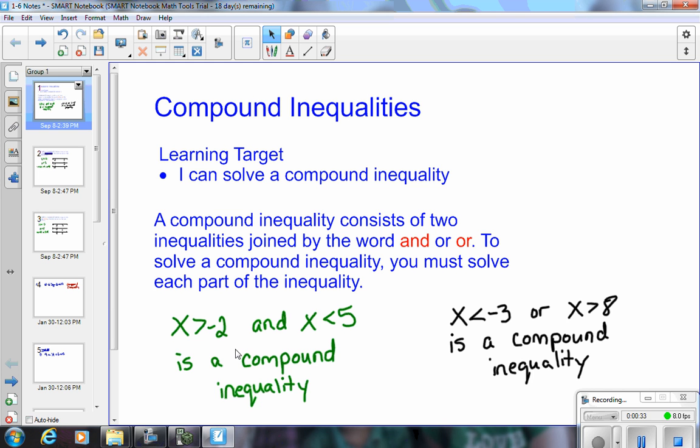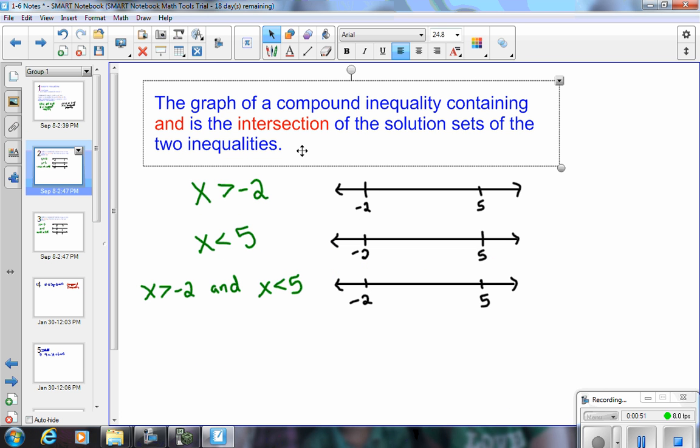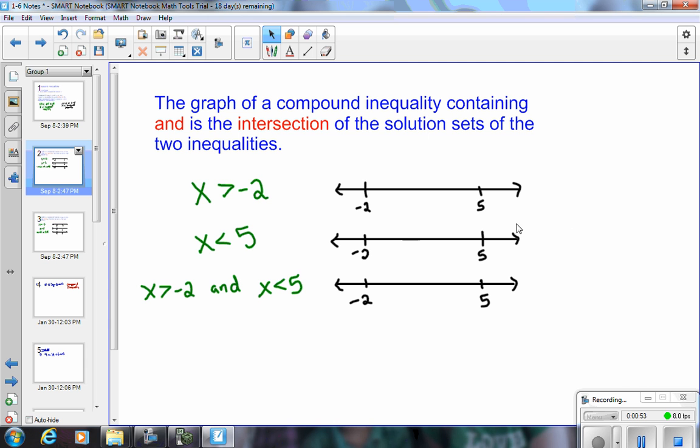X is greater than negative 2 and x is less than 5 is a compound inequality joined with the word and. X is less than negative 3 or x is greater than 8 is also a compound inequality, but this one is using the word or. So first let's see what we mean by the compound inequality with an and.